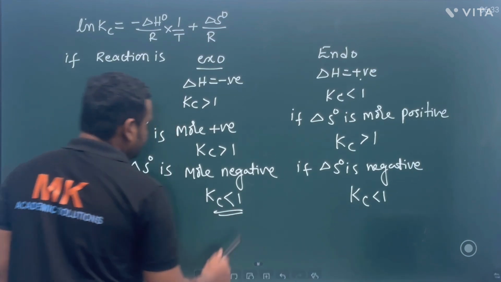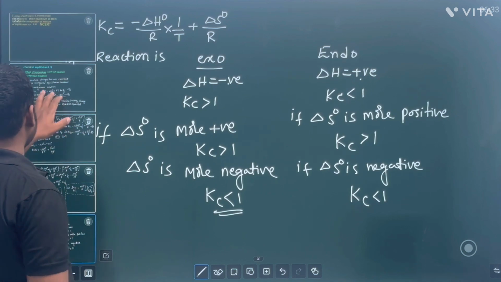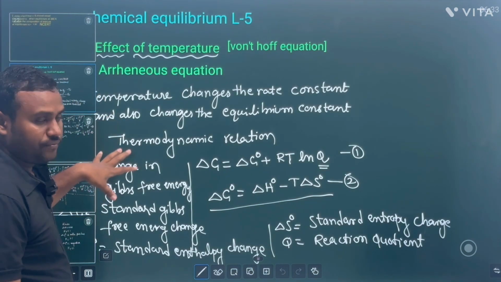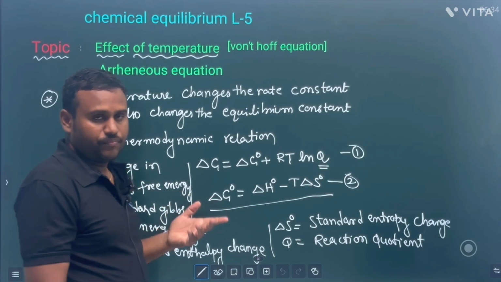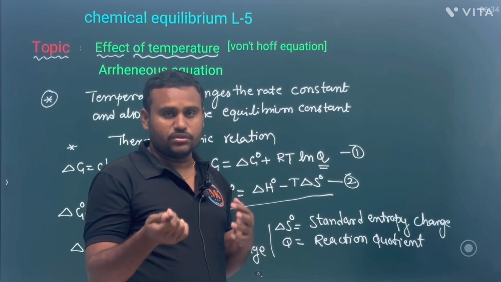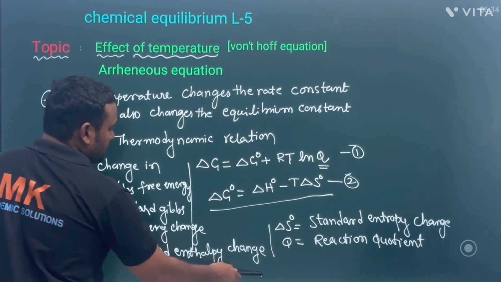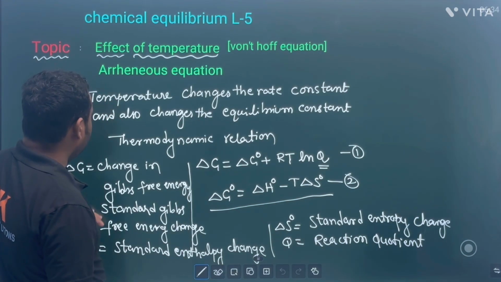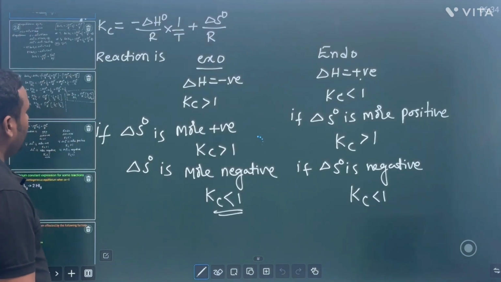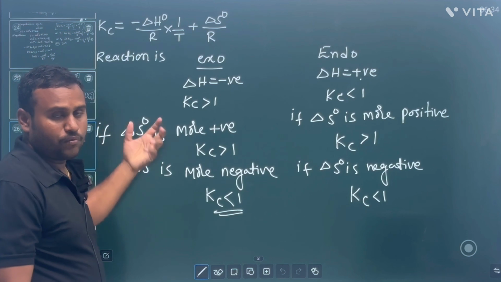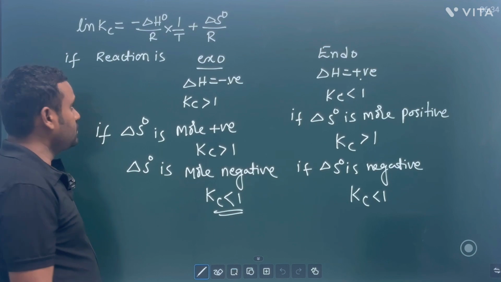Okay, next, let us discuss. So this first topic is finished, effect of temperature on the van 't Hoff equation. Generally when temperature increases, endothermic reactions increase and exothermic reactions decrease, and the overall relation we can get from this van 't Hoff equation, what happens to exothermic and endothermic reactions. Okay, right.